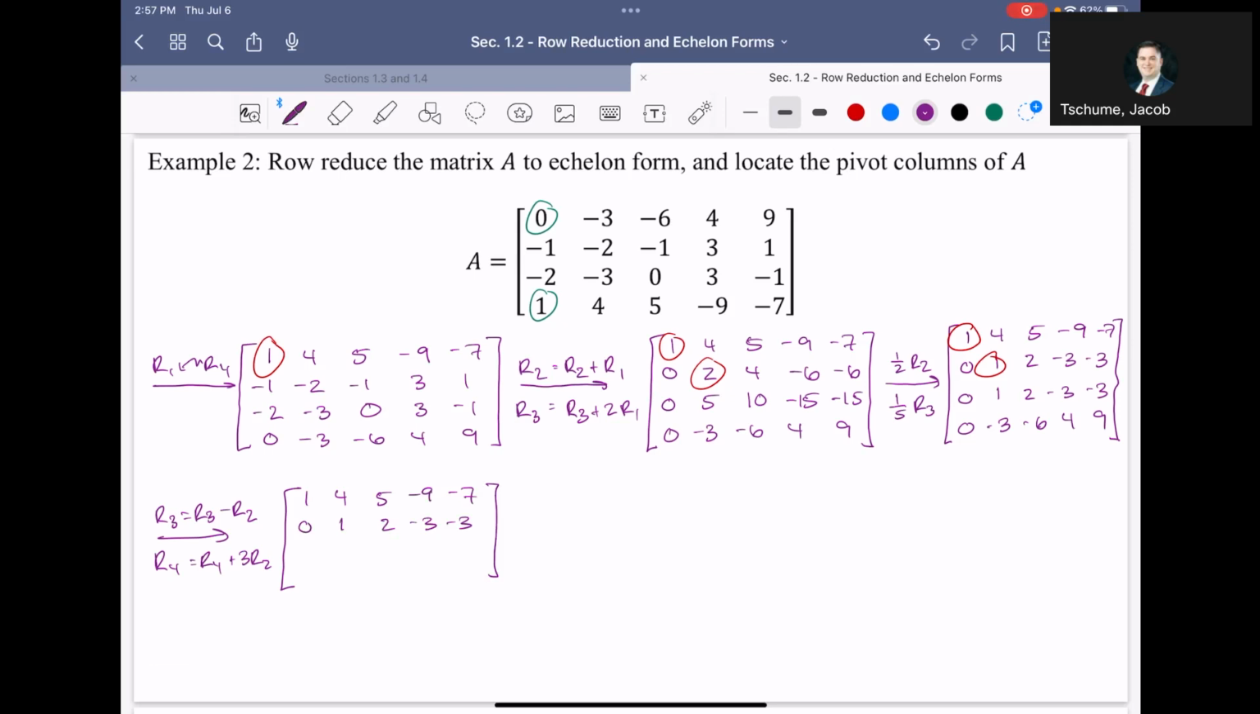Your third row, if you take every number in row 3 and subtract the number right above it, you're going to notice that every single number should cancel and you get a row of all zeros. For the bottom row, you have to add 3 times row 2, so you should get 0, 0, 0. What is that? 4 minus 9, which is -5, and then 9 minus 9, which is 0. Well, that's nice.